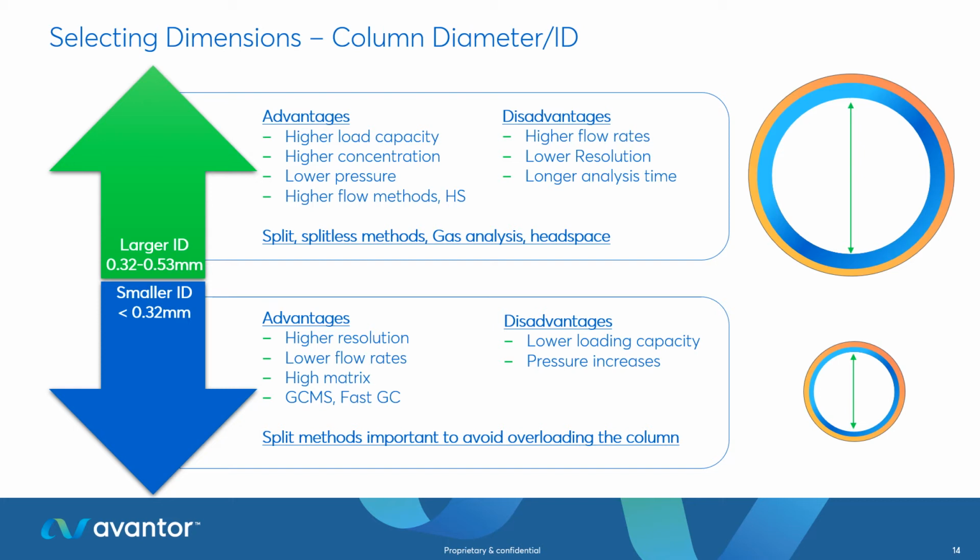It's very important, if we're using a split injector on these types of columns, to make sure that we don't overload the column, and I've already given some examples of what overloading may look like.